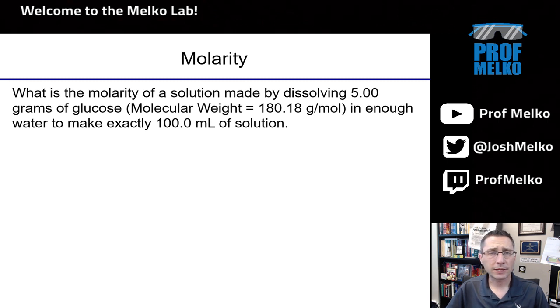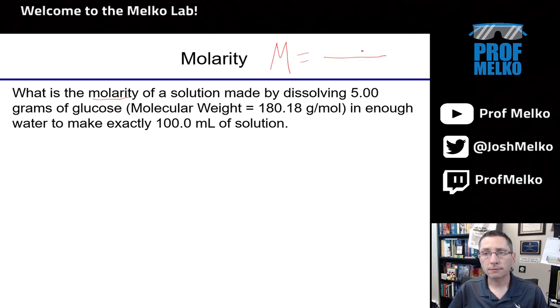We can also express concentration in molarity. And there's a couple different ways these questions can be asked, so I'm going to do a few different practice problems on molarity. First, what is the molarity of a solution made by dissolving 5 grams of glucose in enough water to make 100 milliliters of solution? Okay, so molarity, the abbreviation is capital M. There's a certain formula for this. So try to pause the video here and solve this problem by yourself. I'm going to work it out.